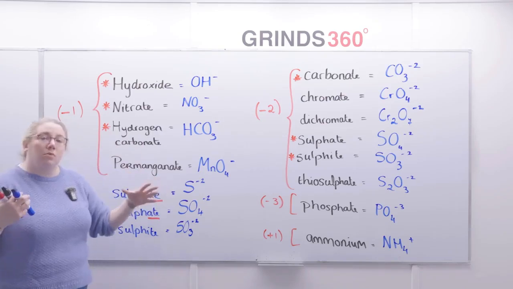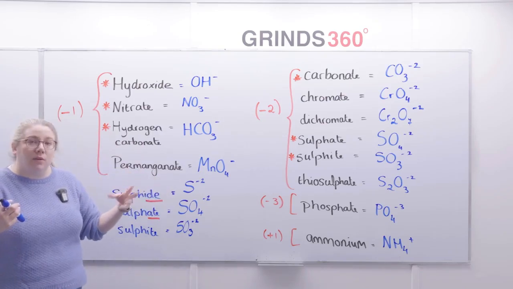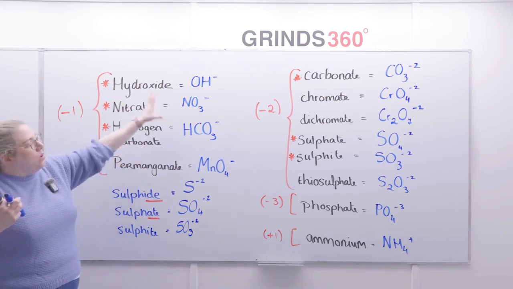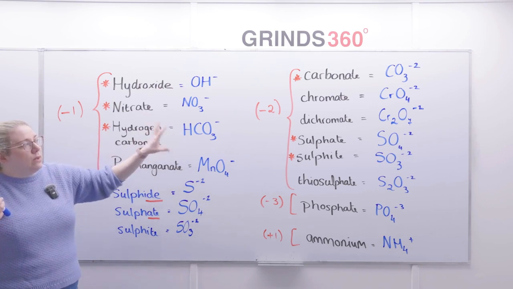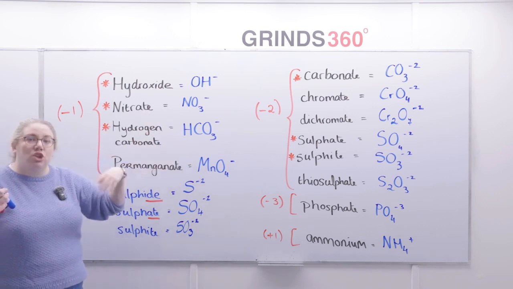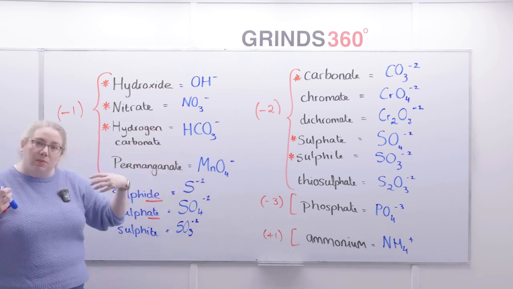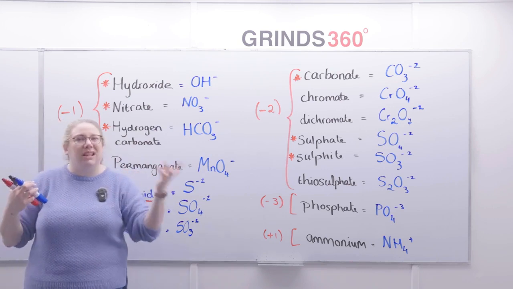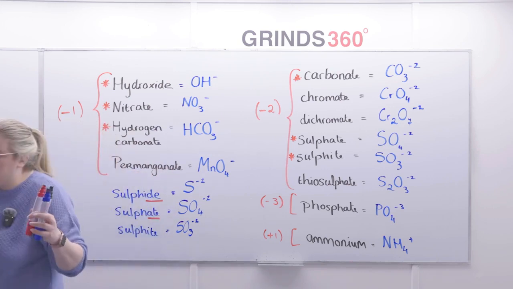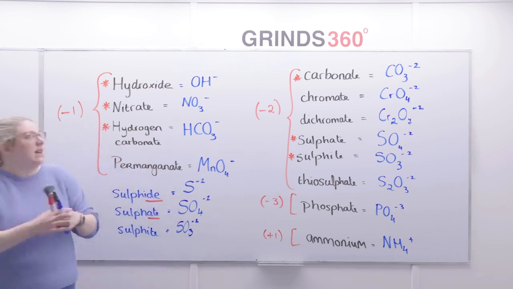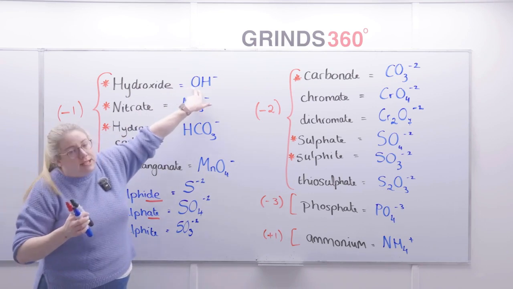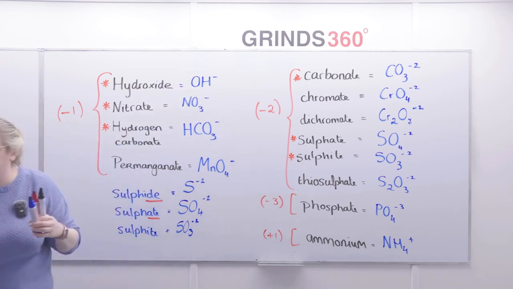The rest of it will come with time, and you can go back once you've learned your formulas and try them again. So I'm going to keep this over here so that when I'm going through some of these ones, I can show you the formulas as we go and the charges rather than telling you to keep looking back in your notes. Right, so for this one, hydroxide is up here. So hydroxide is OH -1.